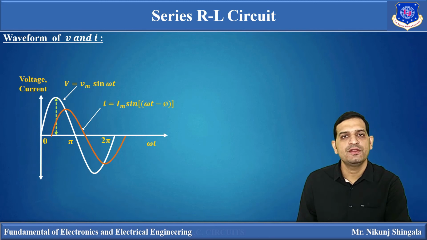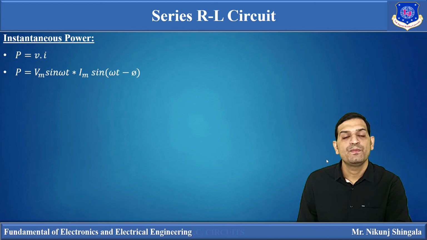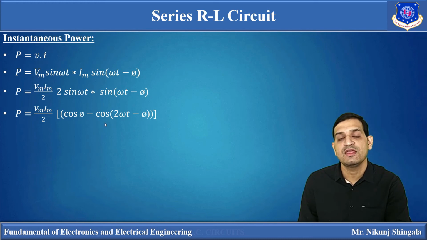Now finding the expression of instantaneous power and average power. We know instantaneous power is the product of the instantaneous value of voltage and the instantaneous value of current. Putting the values of V and I, P is equal to Vm sin omega t into Im sin (omega t minus phi). Now multiplying and dividing this expression by 2, P is equal to Vm Im divided by 2 into 2 sin omega t into sin (omega t minus phi). Now we know 2 sin A sin B is cos (A minus B) minus cos (A plus B). If we solve this, we get cos phi minus cos (2 omega t minus phi). 2 sin sin is nothing but cos minus cos, that is a trick to remember.